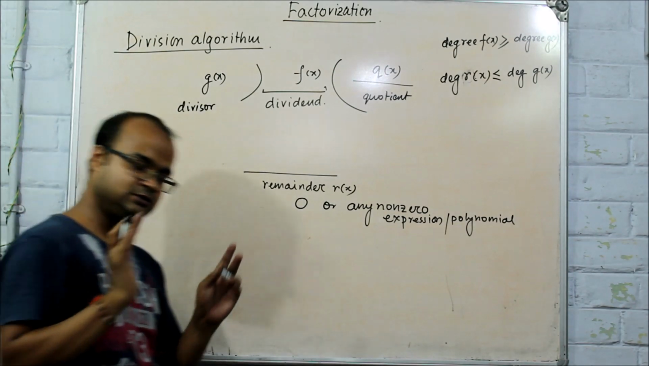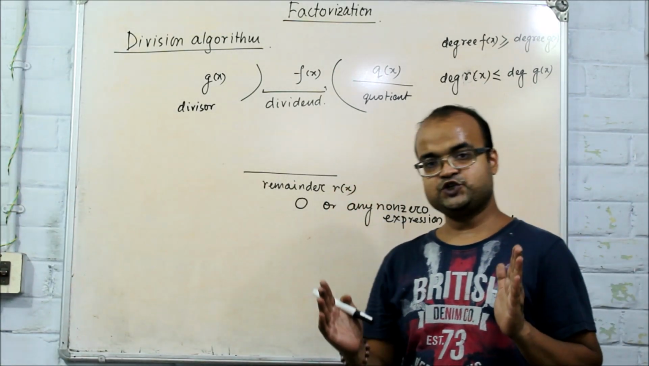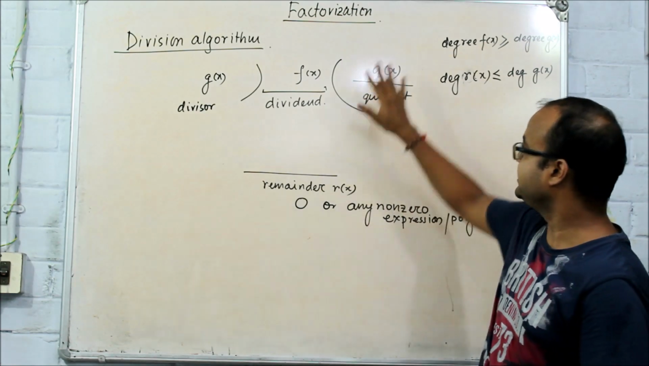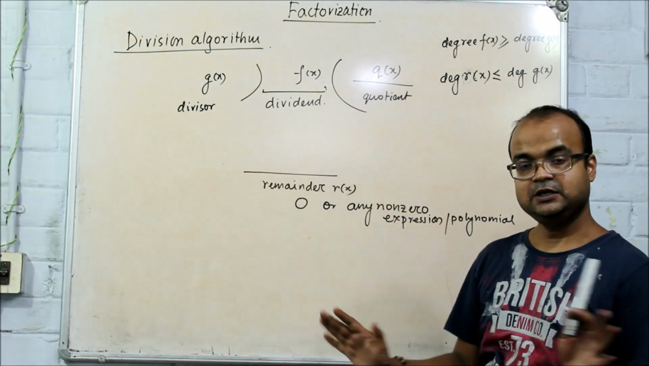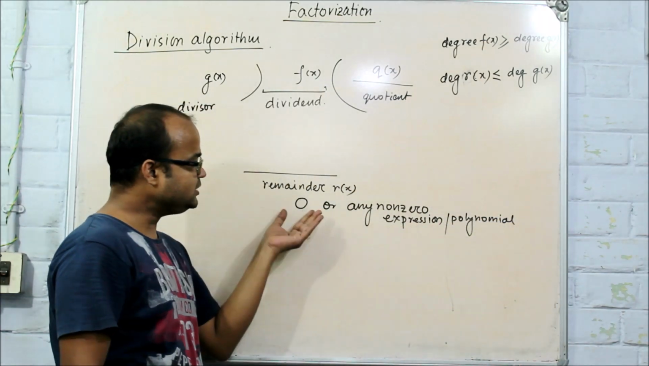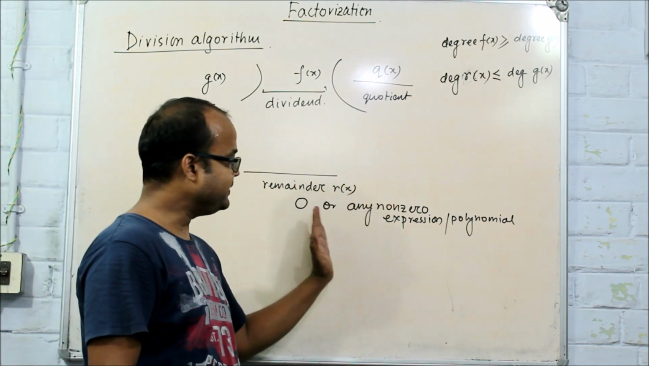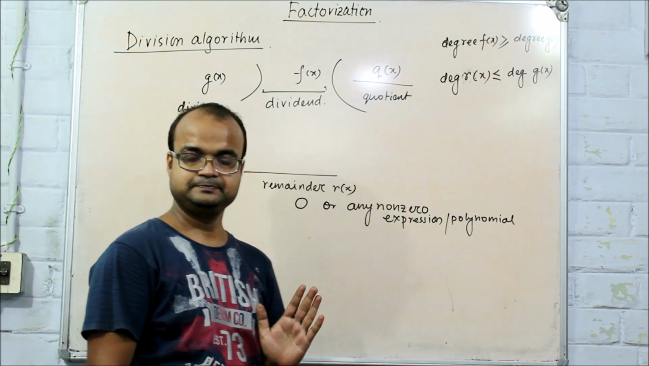Am I clear till this point? That means you are dividing an expression by another, so you get the quotient, and we will get the remainder. Now what are the possibilities of the remainder? You will get the remainder as 0, or you will get a remainder as a non-zero polynomial. Clear?